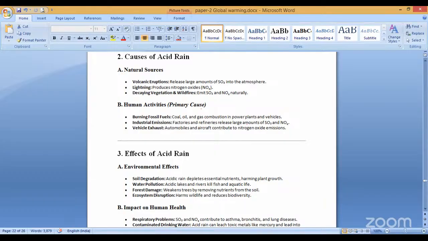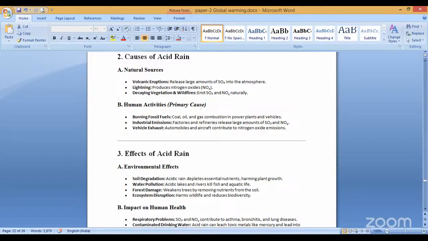Environmental effects: soil degradation, as acid rain depletes essential nutrients, harming plant growth. Water pollution: acidic lakes and rivers kill fish and aquatic life.